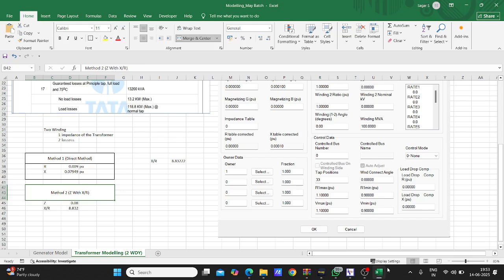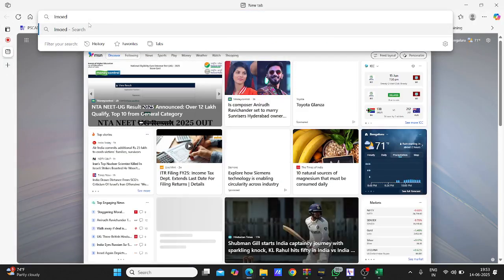It keeps fluctuating, my power. Okay, fine. Now let us jump on to one more equation, that is the impedance triangle.